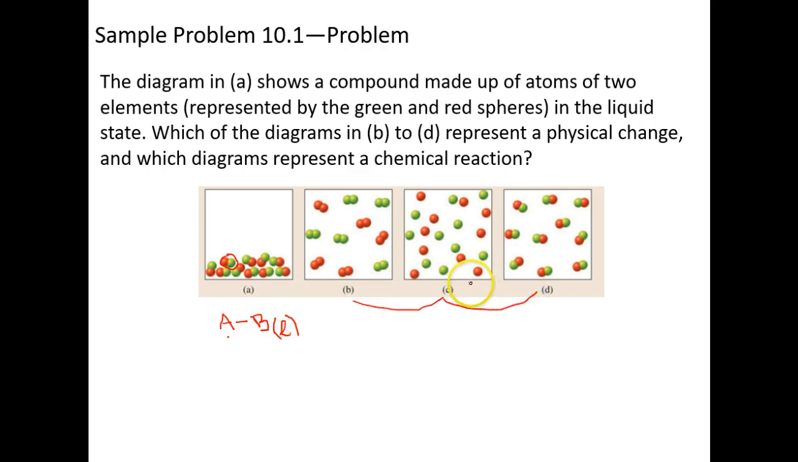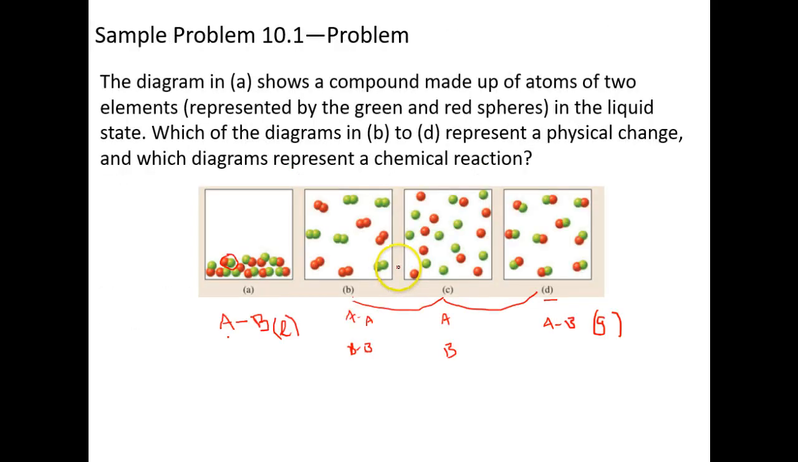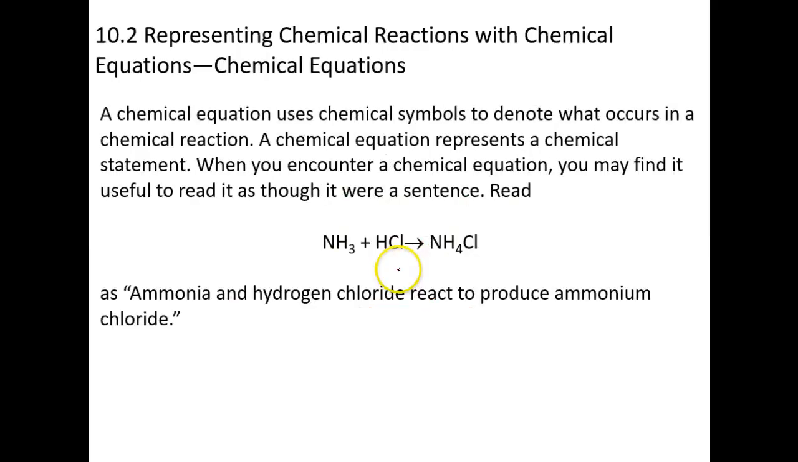Which one would you consider a chemical change? Well, it'd be B and C because these are no longer A and B. We have A attached to A and B attached to B, and here we have A by themselves and B by themselves. So these are chemical changes. This one, D, is in the gas phase. It's your AB, but in the gas phase. Notice you still have the same atoms. You haven't created any atoms or changed any atoms. This is a real simple problem just to show what we're talking about.